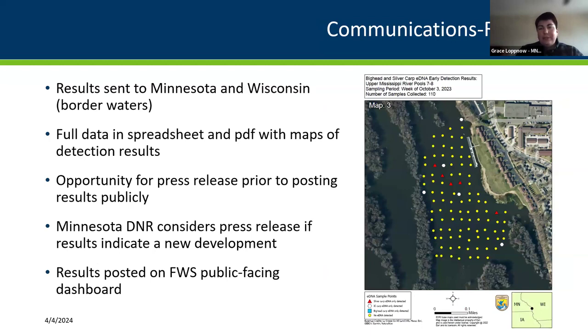And then after the samples are processed, we get the results from the Fish and Wildlife Service. They're sent to both Minnesota and Wisconsin because most of these are border water sites, so that both receive the data at the same time. The data are provided to us in a spreadsheet format and also in a PDF that contains maps of the detection results. I have an example of one of the maps here.